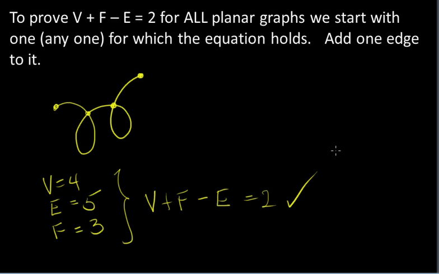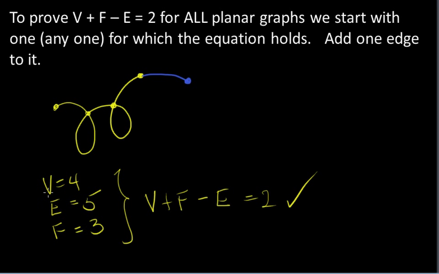add an edge. Now there's only two ways to add an edge. Let me add it in blue. One way to add an edge is to go to an existing ending or beginning vertex and just put an edge on like that.